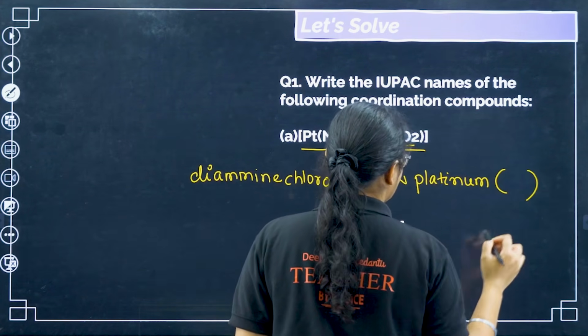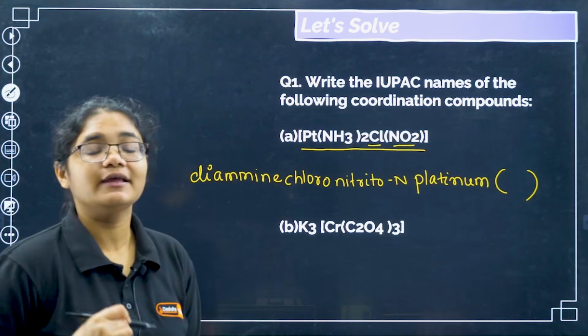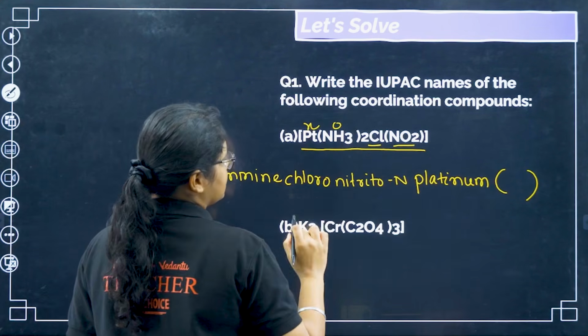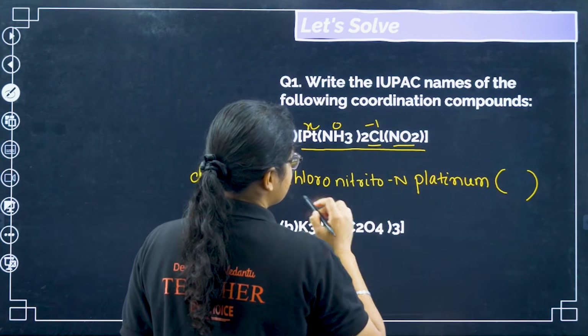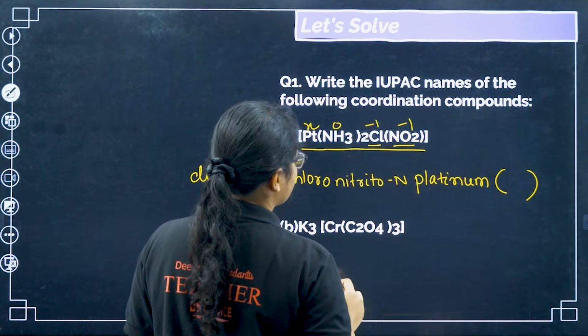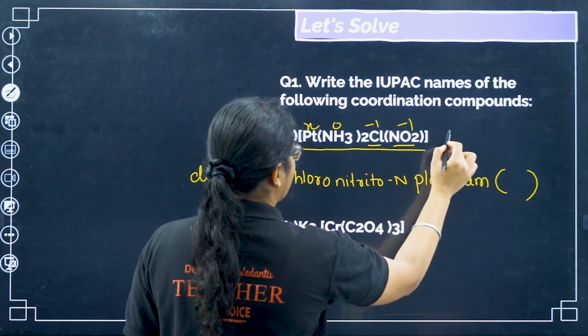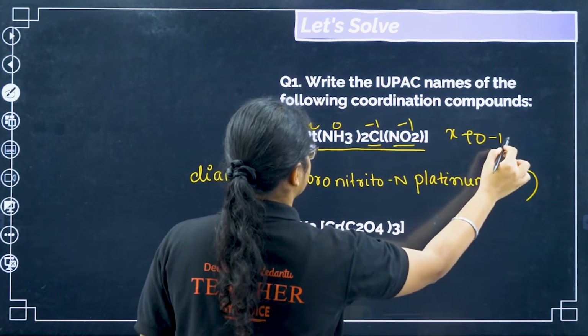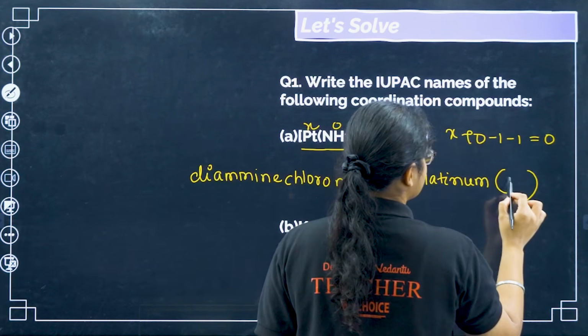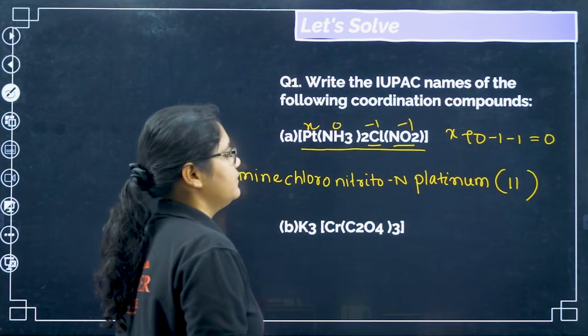Now here I have to write the oxidation state of the metal in Roman numerals. Let it be X. NH3 is a neutral ligand, chlorine is -1, NO2 is also -1. So I can write X + 0 - 1 - 1, and the total charge of the complex is also 0, so it equals 0. I'll get +2, so it will be written in this way.